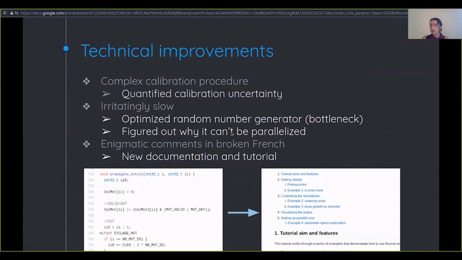I tried to parallelize the model and have made great progress in figuring out why it's hard. If anybody's interested, I would love to talk about why parallelizing a stochastic cellular automaton is a major challenge. And I pulled up a lot of old high school French to translate some broken and enigmatic documentation into more widely readable formats.